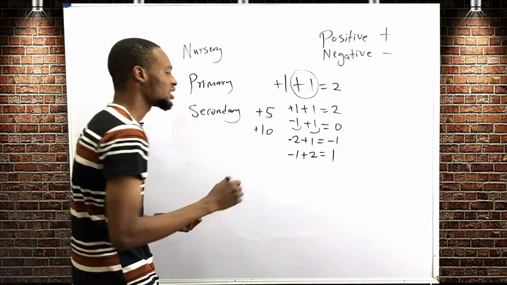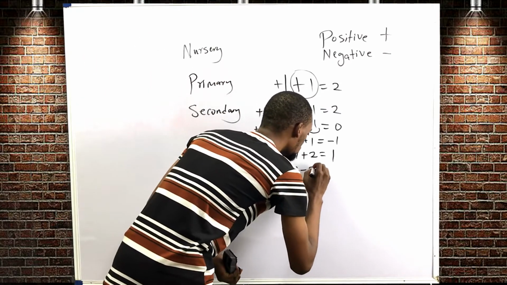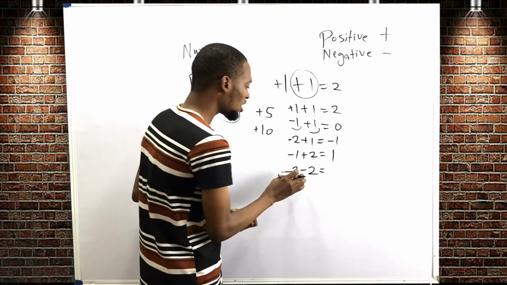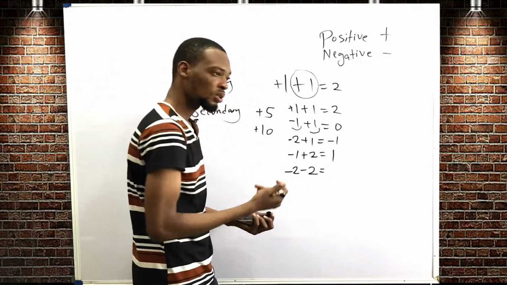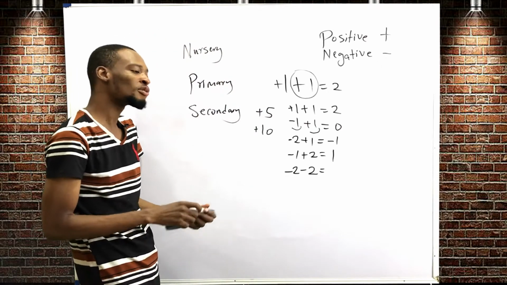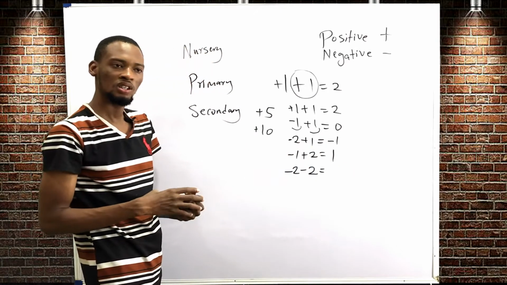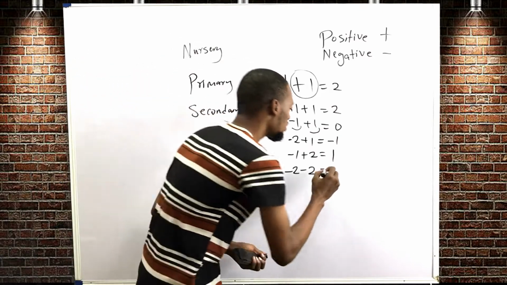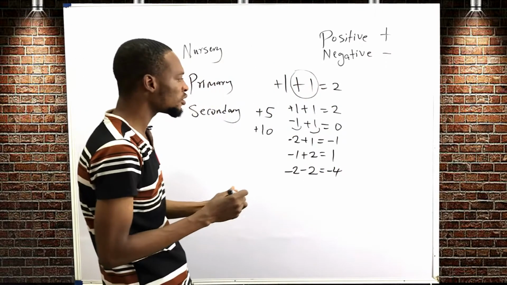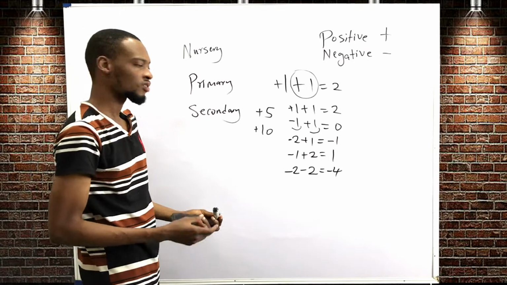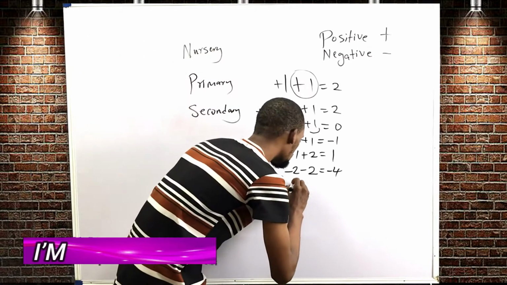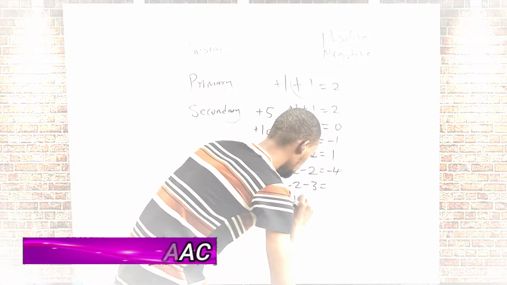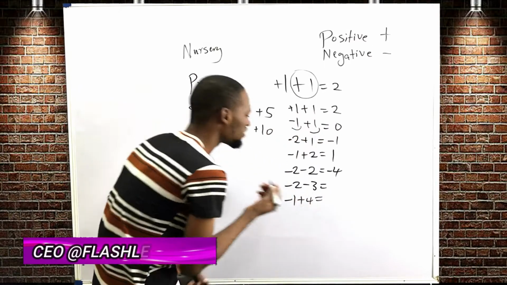In the same vein, if you have minus 2, this means that you are owing somebody 2 and you still went ahead to borrow another 2. So what will happen? You are owing. So it's minus 4. The 4 is not for you, you are owing. So do solve this for me. Plus 4, solve it, let me wait.